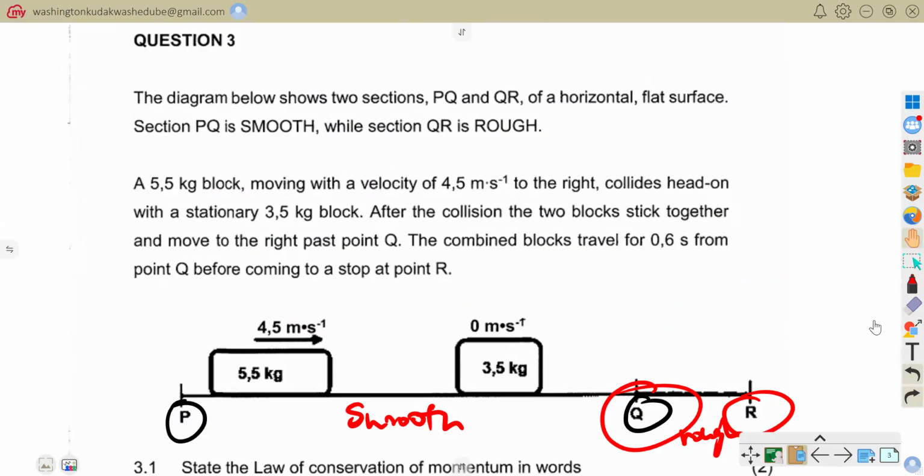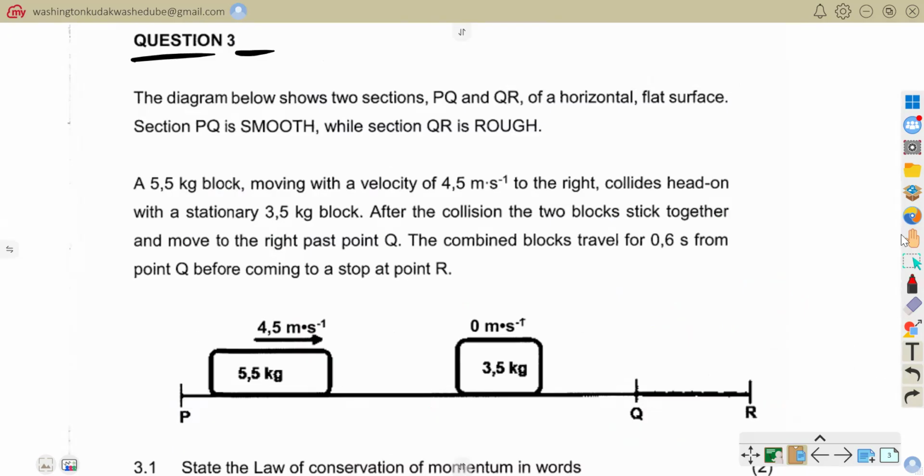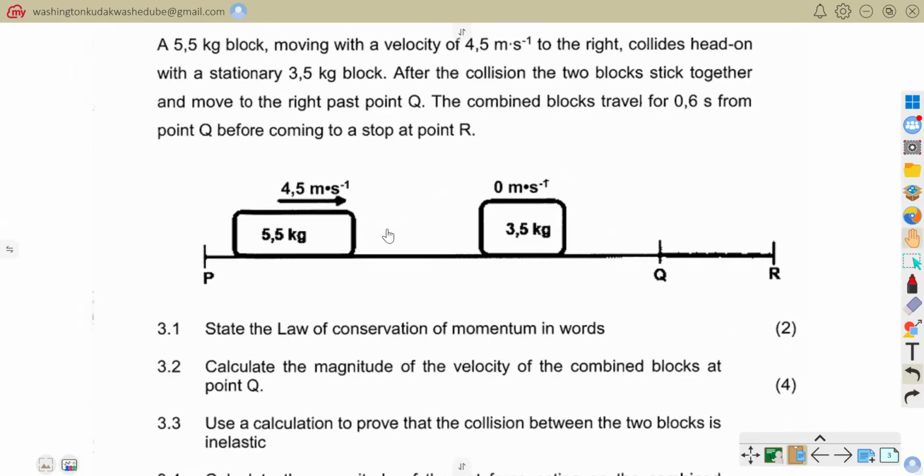So what is it that we are saying? Our objects will collide head-on, and then they stick with each other and move past this point, towards the right, towards point R. After that, the combined blocks travel for 0.6 seconds from point Q before coming to a stop at point R.